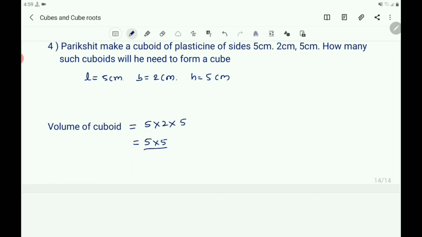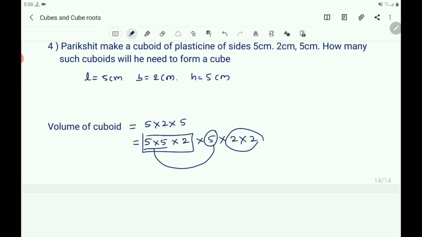2 times 5 are there and 1 time 5 is there, and you need an extra 1 time 5 and an extra 2 times 2. This was the measurement he had, and extra here: for one triplet of 5, one 5 is needed, and to have the triplet of 2, two 2s are needed.